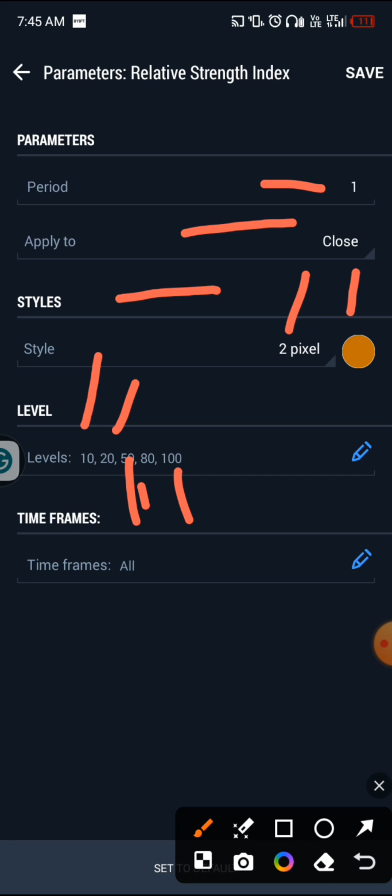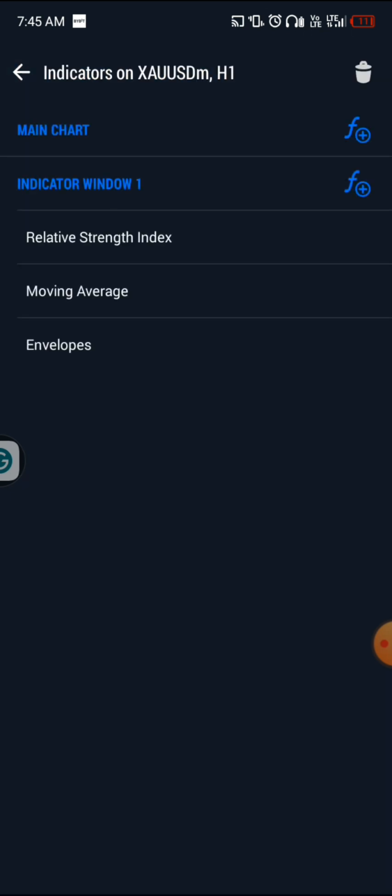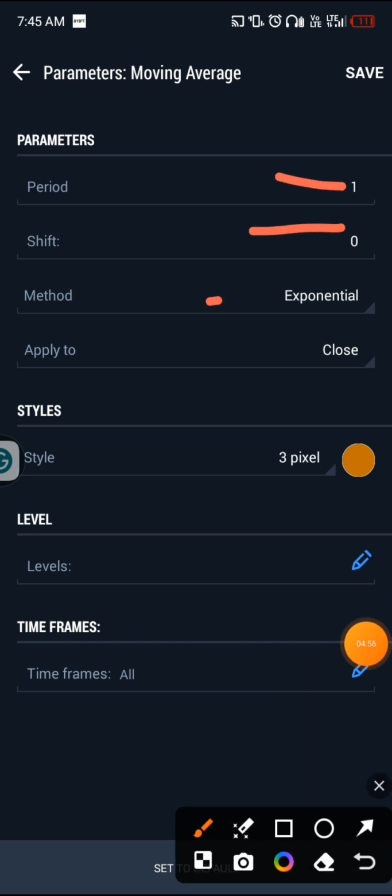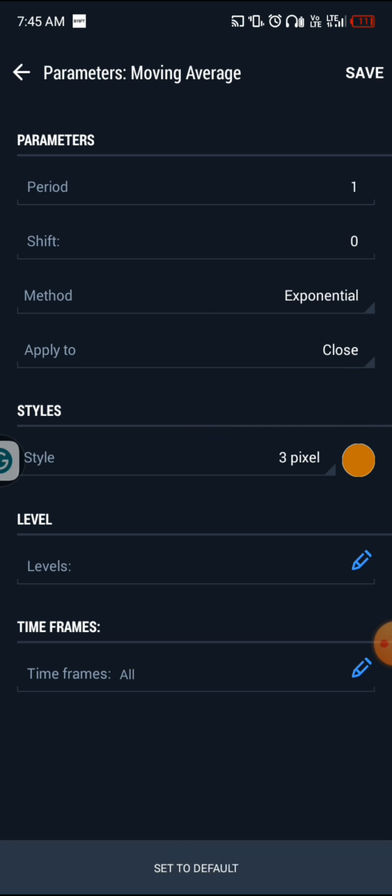So once you have all of that figured out, you click on save. Okay, so then the second indicator you're going to be using is the moving average. On your moving average, your period is going to be 1, shift is going to be 0, method is exponential, apply to close. Then your style, use 3 pixel, use color yellow, or use any color of your choice. As soon as you have that figured out, you click on save.